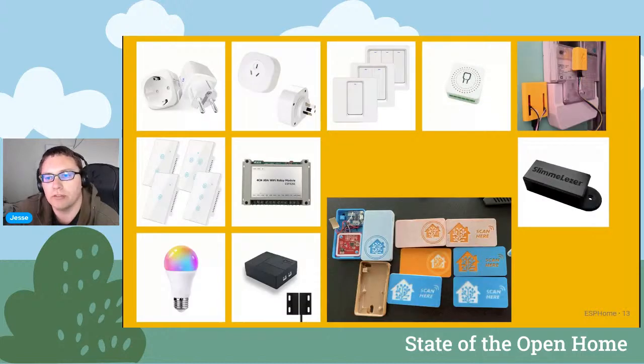So here are a few examples of what we've found out there. We've found a few pre-made devices: smart plugs, switches, relays, light bulbs, garage door openers, the tag readers, the slim laser, Home Assistant Glow. They're all part of the Made for ESPHome program, and they basically allow users to have the best experience out there.